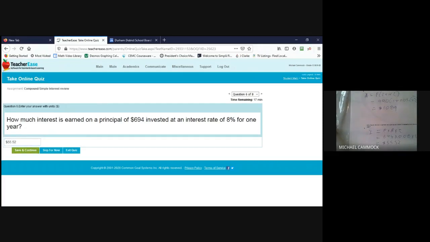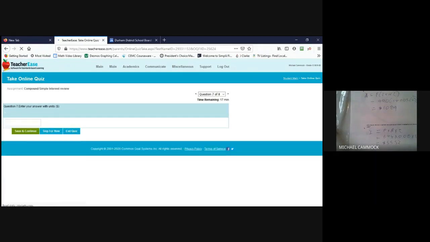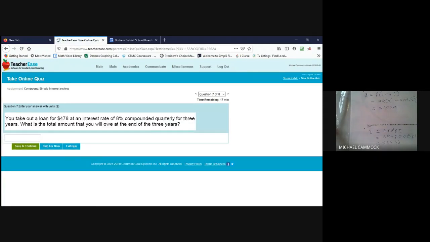We have 2 more questions left. Let's see if we can get those done quickly. You take out a loan for 478 at an interest rate of 8% compounded quarterly for 3 years. What's the total amount that you will owe at the end of 3 years? It kind of gives it away. There are some key phrases here. I know whether it's simple or compound because there's a word in the question that tells me. And I know whether it's amount or just interest because there's a word in the question that tells me that.